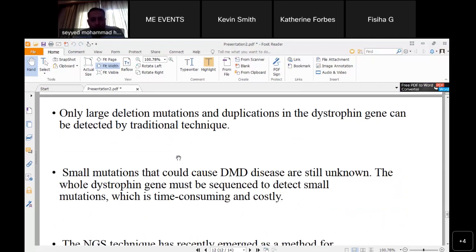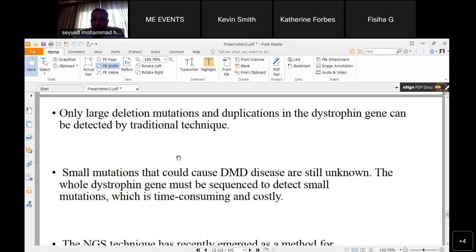But why do we use this technique for this case? Why is this important? As you know, we have a variety of mutations in Duchenne muscular dystrophy. We have large deletions, we have large duplications, we have point mutations, we have small mutations. All of these mutations we can detect with one technique.